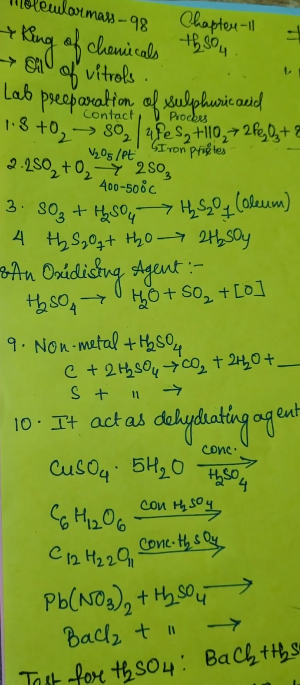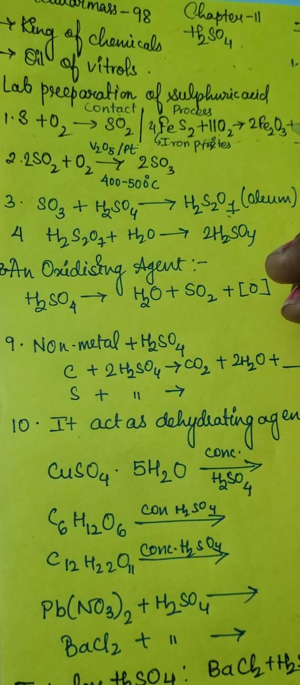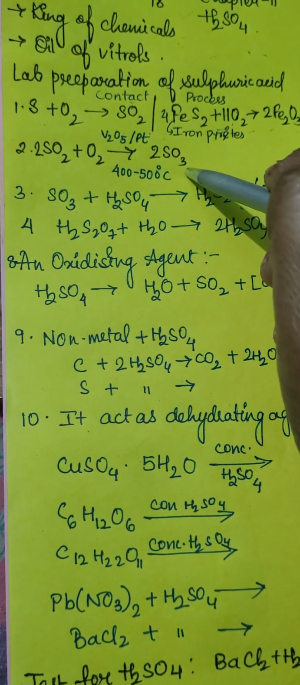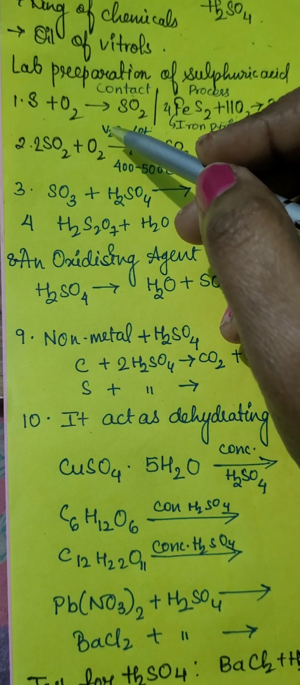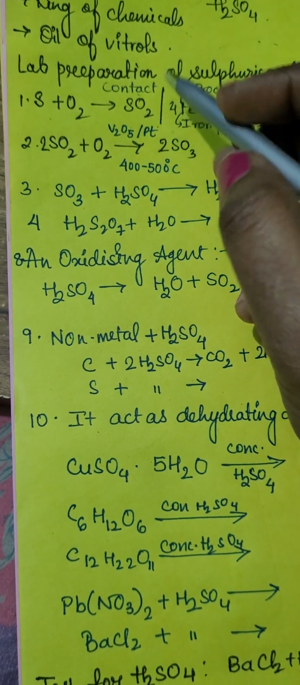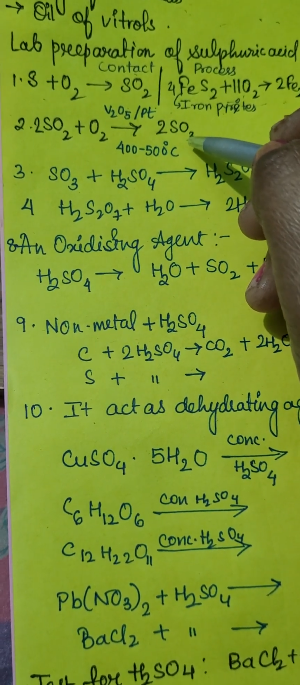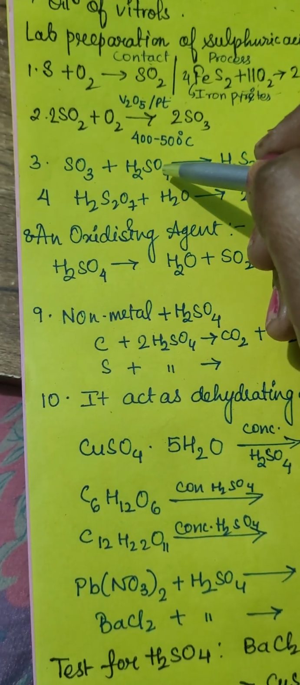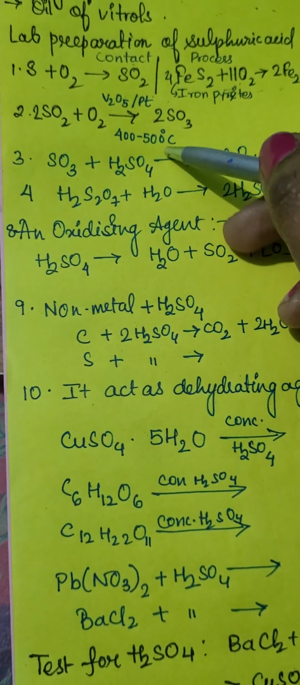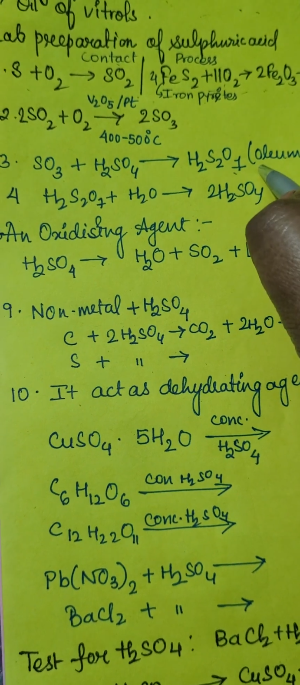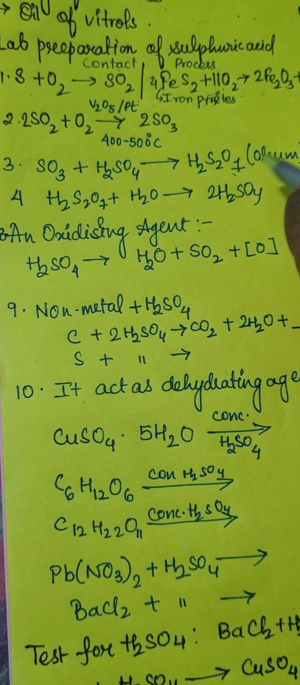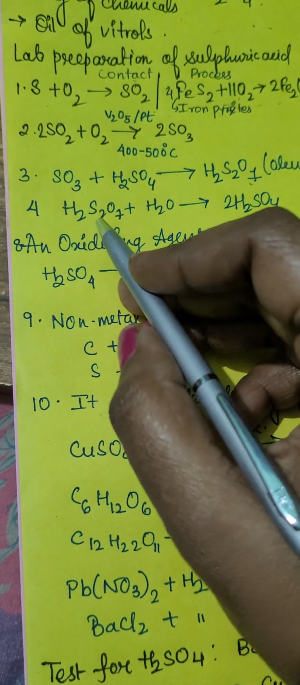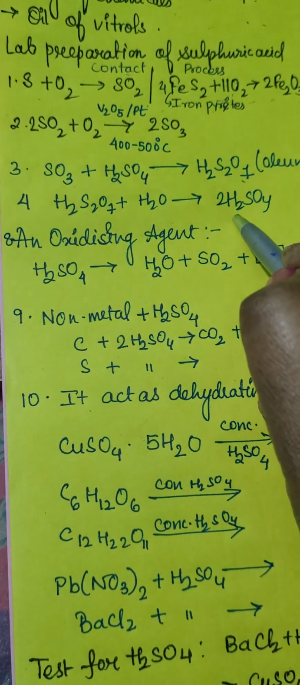Now after getting sulfur dioxide, you allow oxygen to pass through it, and you will get sulfur trioxide. This reaction takes place in the presence of a catalyst, vanadium pentoxide or platinum, and the temperature required here is between 400 to 500 degrees Celsius. Once you get sulfur trioxide, you allow it to pass through sulfuric acid, in the dilute form, and you get oleum or H2S2O7. This is the formula of oleum. In the next and last step, you allow oleum to pass through water and you will get the desired product.